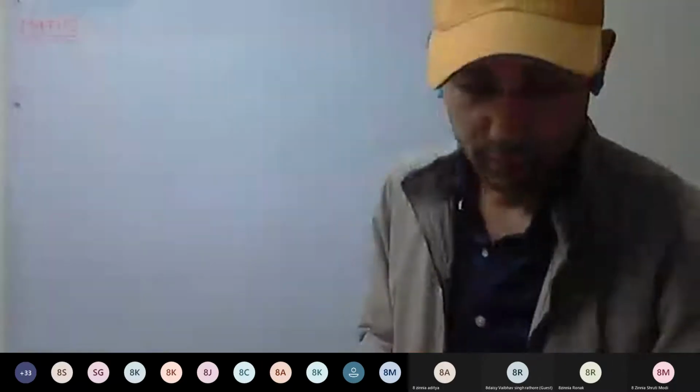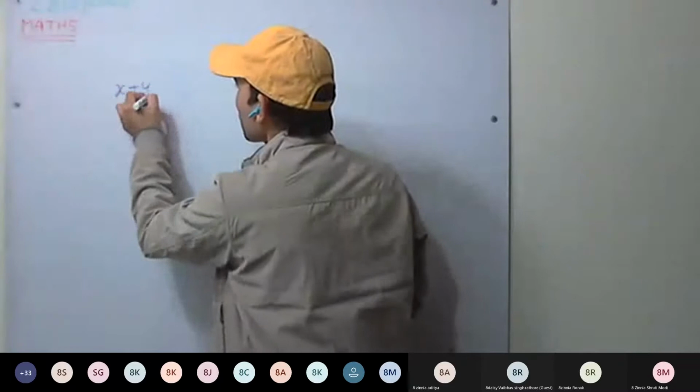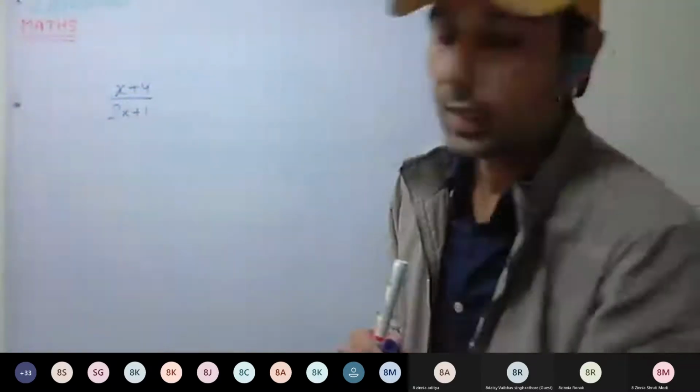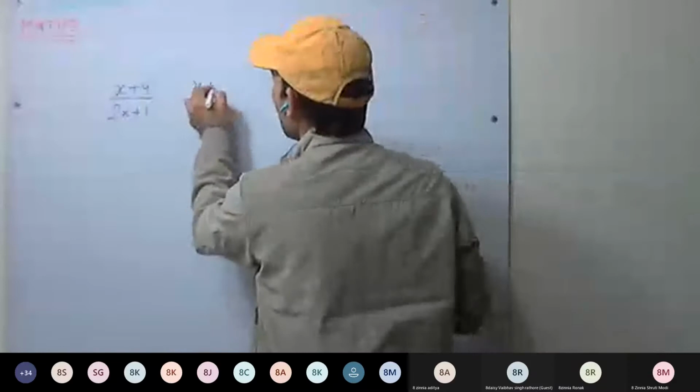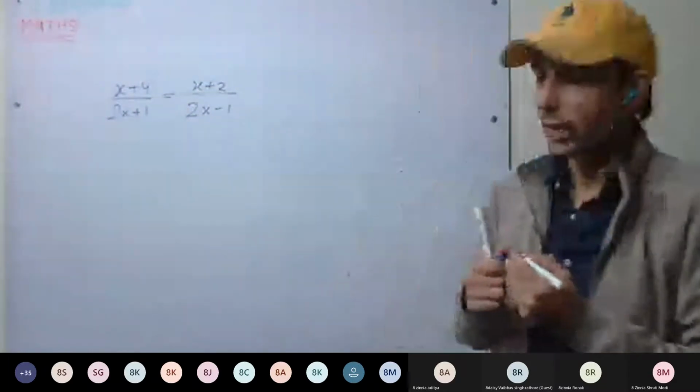x plus 4 divided by 2x plus 1 equal to x plus 2 divided by 2x minus 1. This is the question. We have to solve for x.